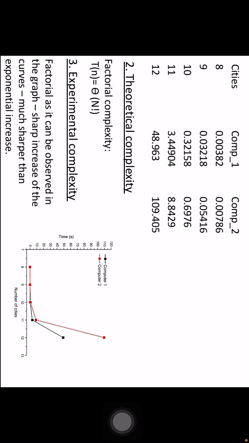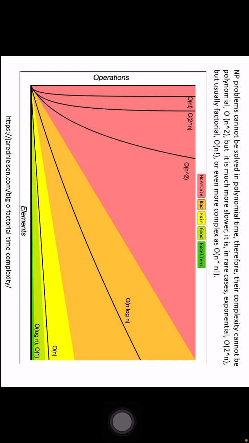Now task number 2, theoretical complexity. For students, it is difficult to evaluate the theoretical complexity, because it needs a lot of practice to know exactly what the complexity is. So I have added a further slide. As you can see, NP problems are non-polynomial problems. It means they cannot be solved in polynomial time, so the complexity cannot be polynomial.